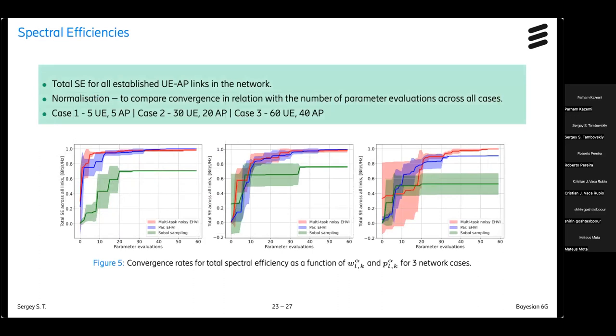The final set of experiments is dedicated to what we all wanted to see, spectral efficiencies. All of those plots were normalized in order to assure proper comparison. But each plot is dedicated to a single network scenario. In the first one on the left, it is a small network with 5 users, 5 access points. Second case, 30 users, 20 access points. And the last one contains 60 users and 40 access points. So in other words, 100 entities in total.